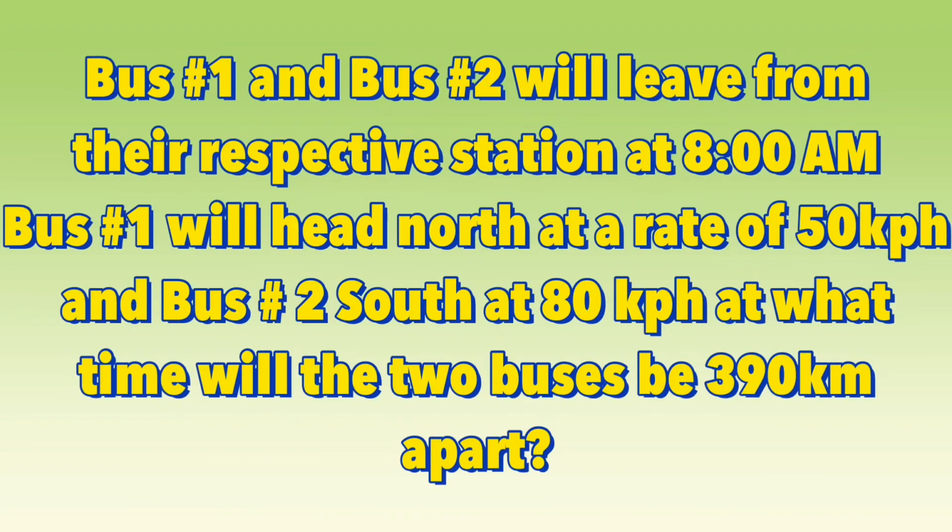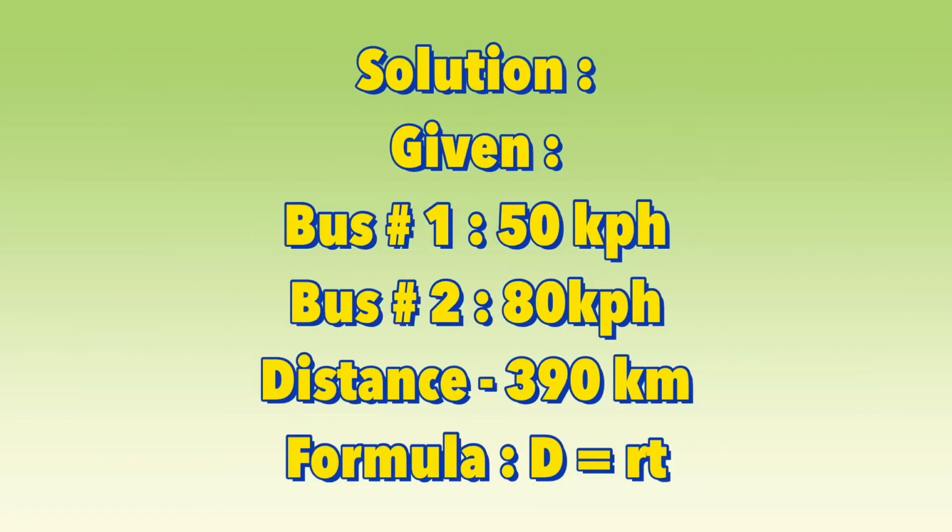Okay, the second problem. Bus number 1 and bus number 2 will leave from their respective stations at 8 a.m. Bus number 1 will head north at a rate of 50 kilometers per hour and bus number 2 south at 80 kilometers per hour. At what time will the two buses be 390 kilometers apart? Our solution, given: bus number 1, the rate is 50 kilometers per hour. Bus number 2, the rate is 80 kilometers per hour. And the distance covered is 390 kilometers. Our formula: D equals RT.